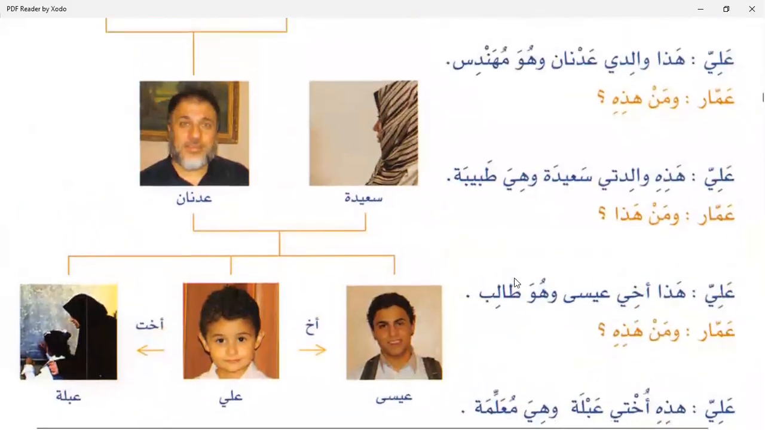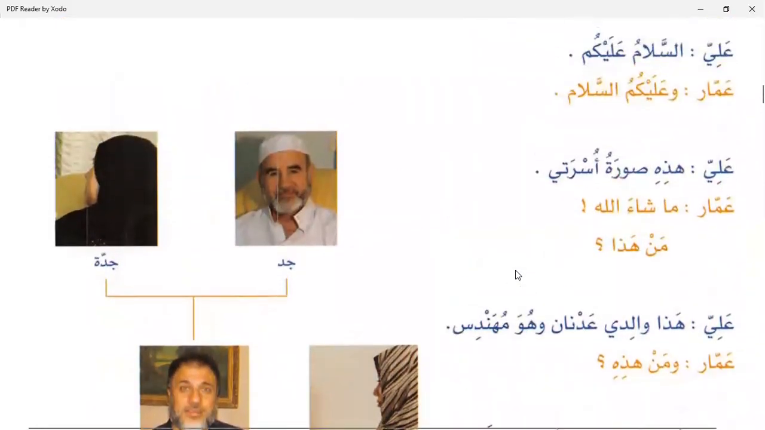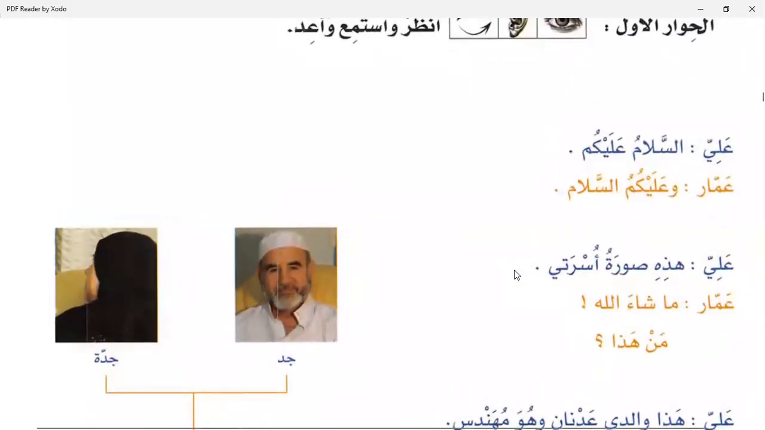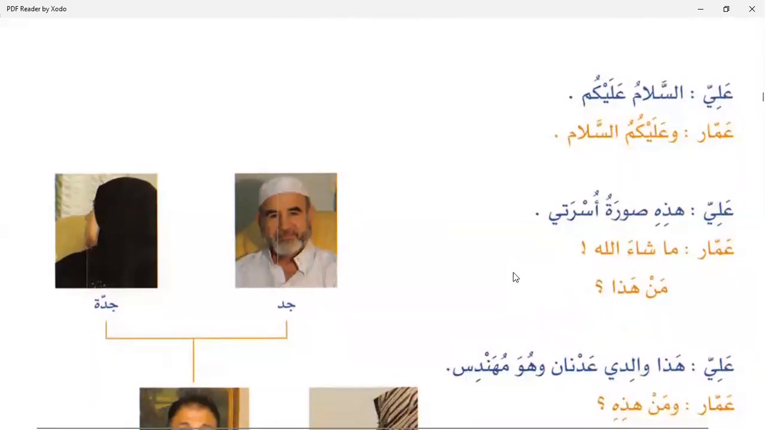Now I need two students who will read this dialogue. Miss Najat will read it. Miss Najat, you are Ali. And Miss Tahseen, you are Ammar. Okay, inshallah. Assalamu alaikum. Wa alaikum assalam.